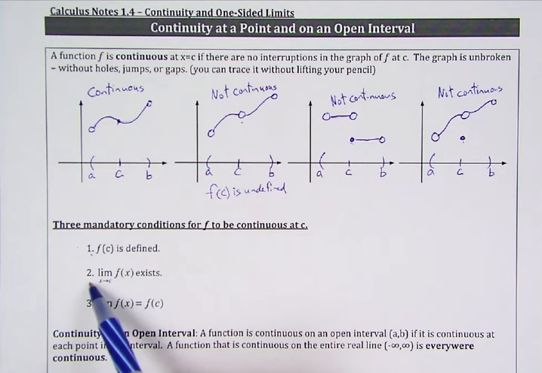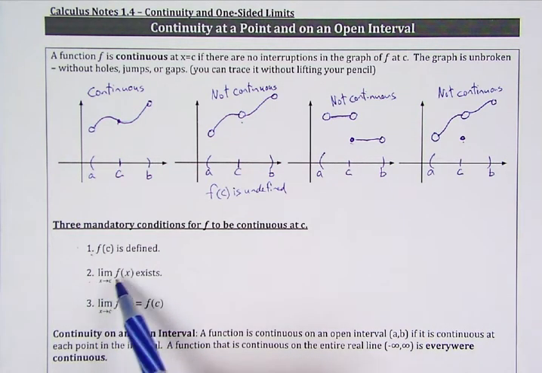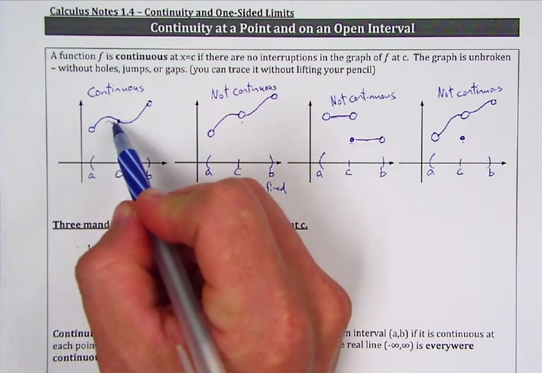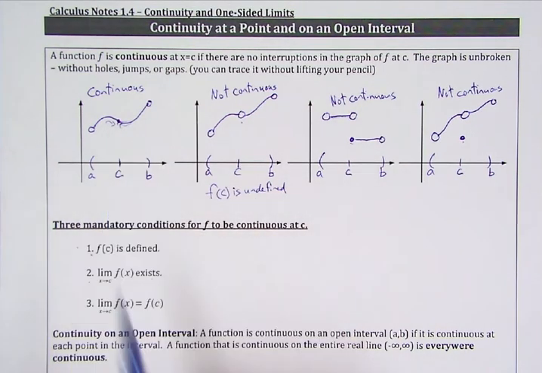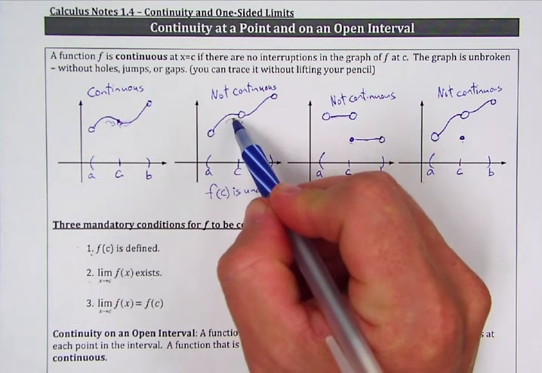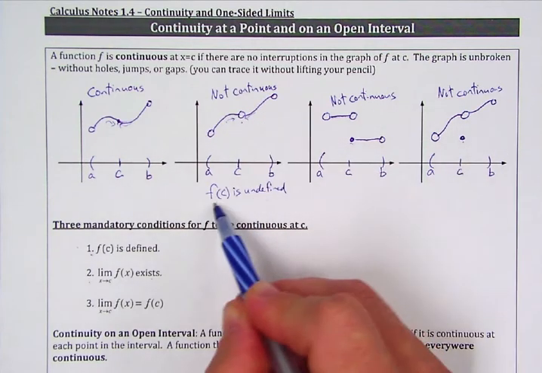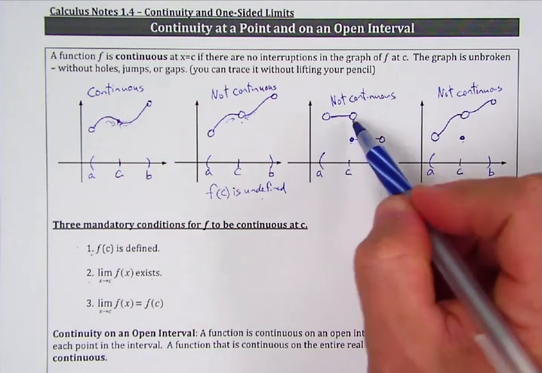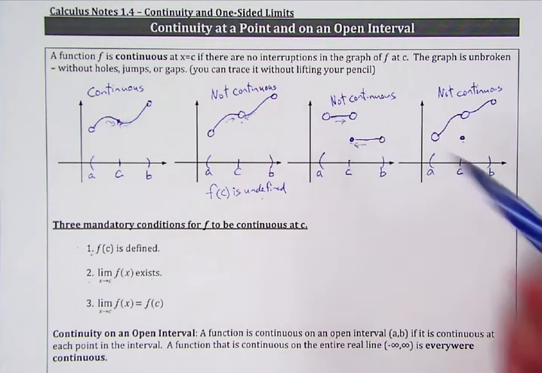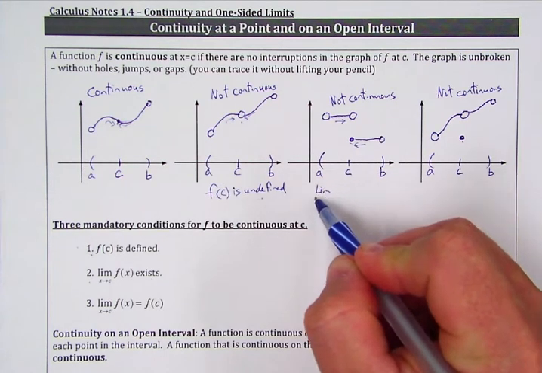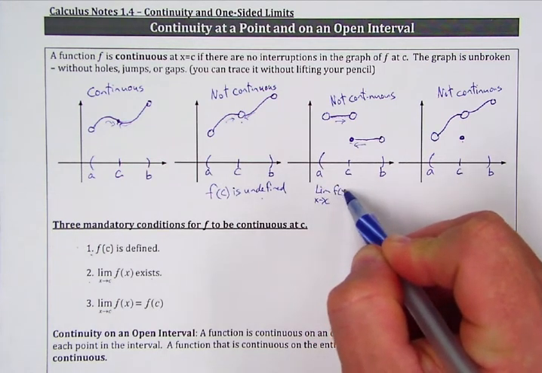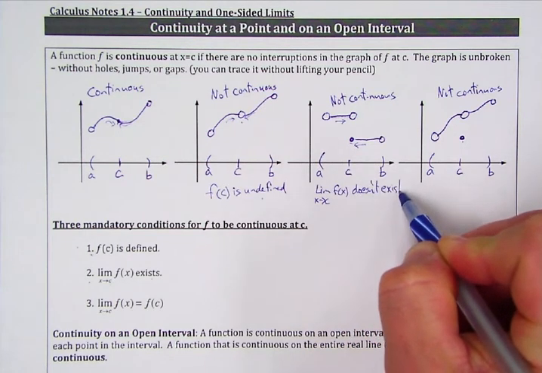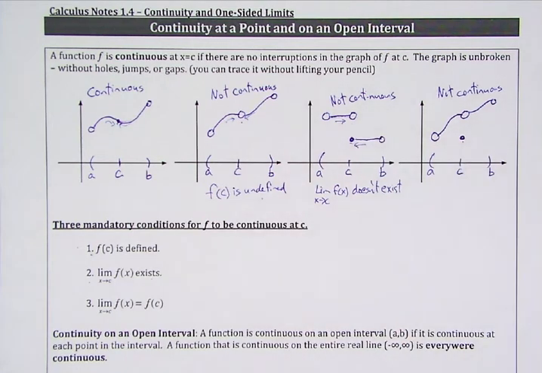Now the next thing we need is the limit as x approaches c of f of x exists. So this one right here, the limit exists because it's going towards the same number. Here the limit exists, but we've already said f of c is undefined, so it doesn't matter. In this case, the limit does not exist. Therefore, this cannot be continuous.